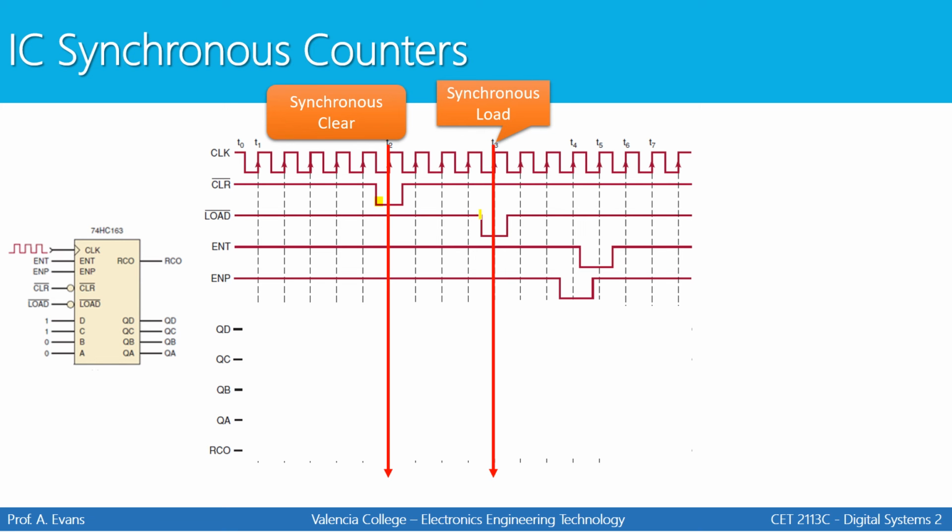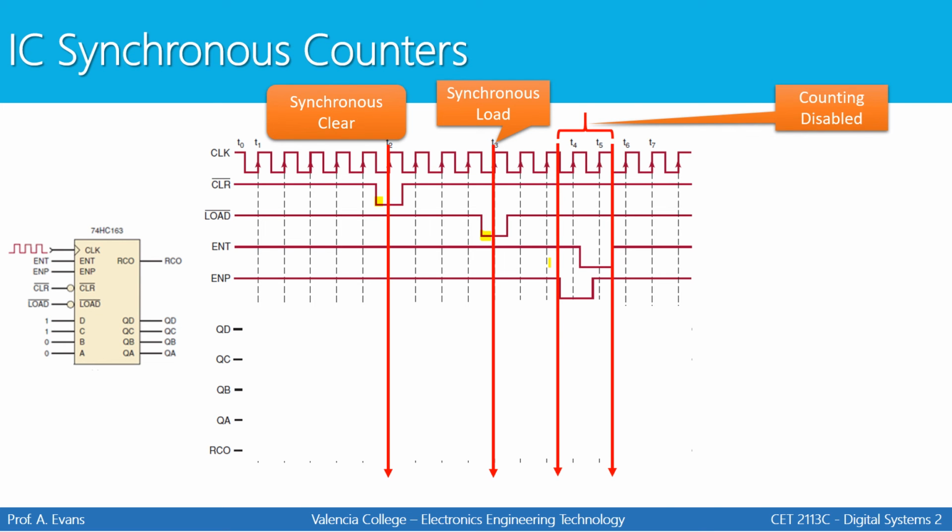I also have a synchronous load that occurs at this clock transition, labeled as T3. Even though load goes low before that point in time, because this is a synchronous input, it doesn't take effect until the clock makes a transition, which would be right here at T3.